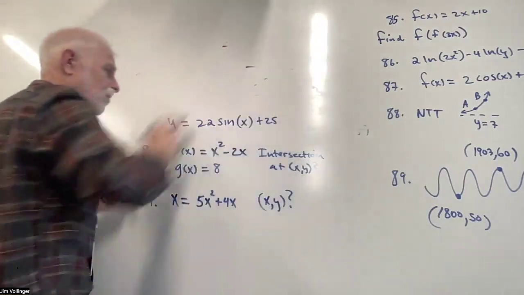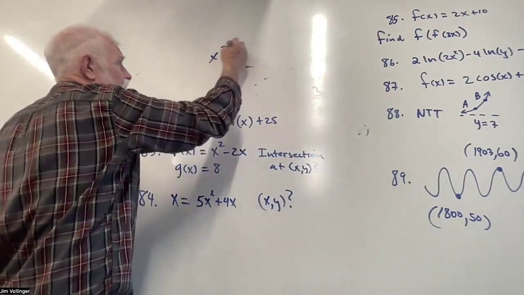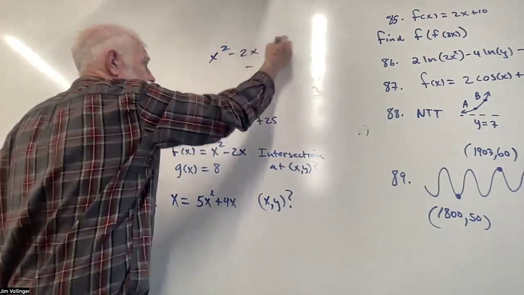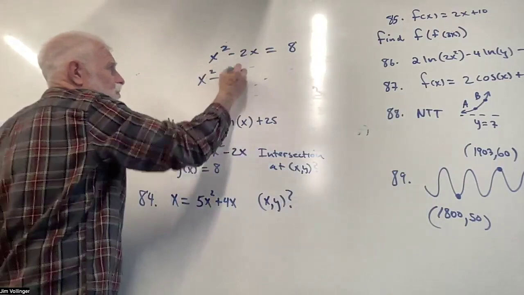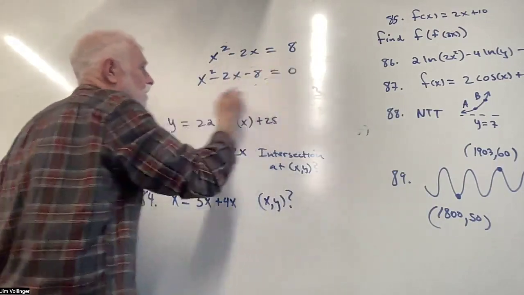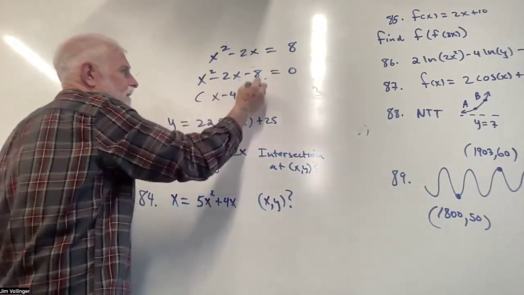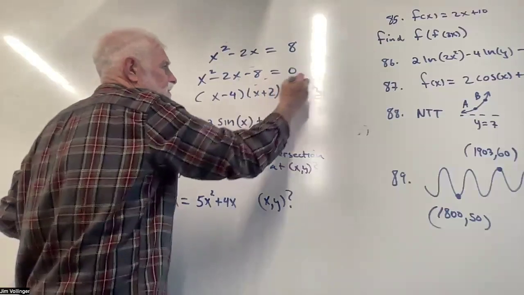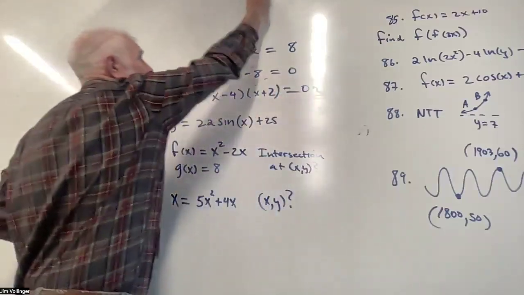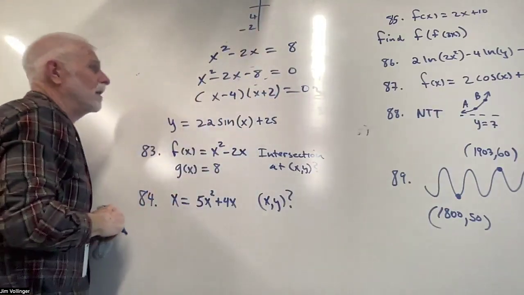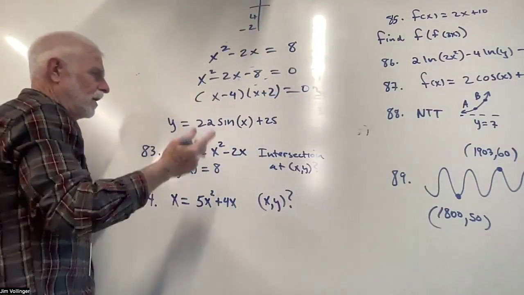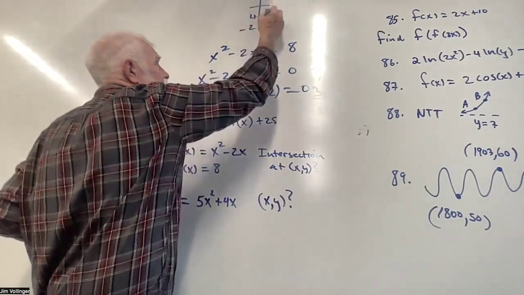So that means these two graphs intersect. So x squared minus 2x equals positive 8. So we're going to do x squared minus 2x minus 8 equals 0. So we got an x minus 4 times an x plus 2 equaling 0. So they intersect at 4 and negative 2 for x values. Now we got to plug them back in. Well, we don't have to plug them in. They're both going to give me 8, right?